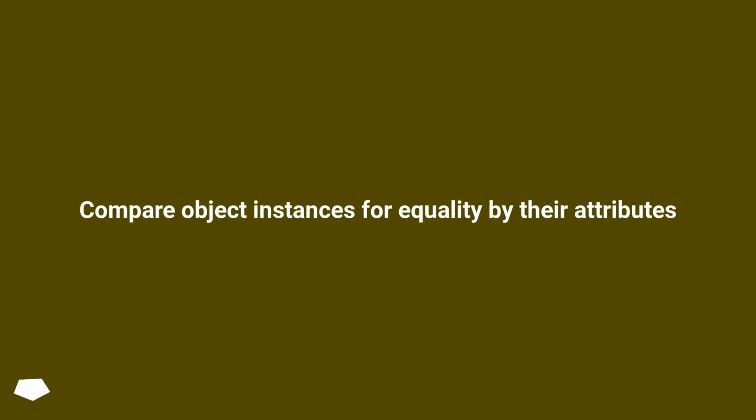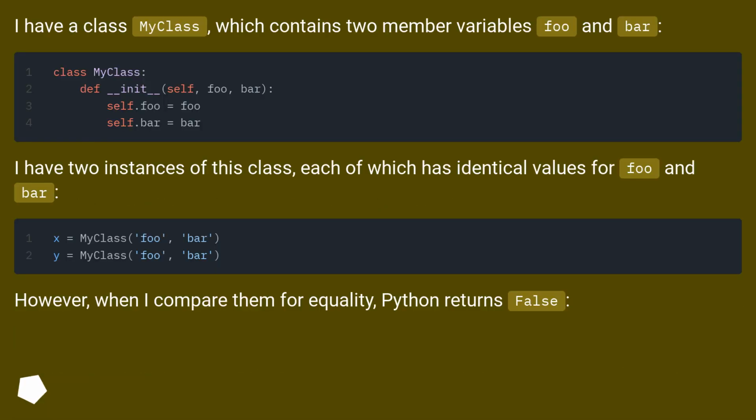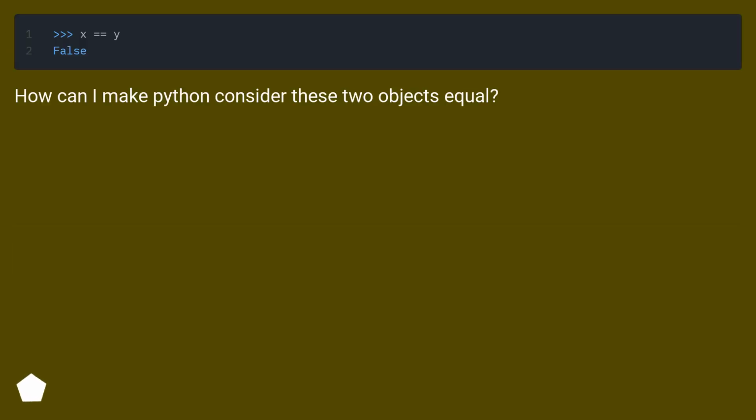Compare object instances for equality by their attributes. I have a class myClass, which contains two member variables foo and bar. I have two instances of this class, each of which has identical values for foo and bar. However, when I compare them for equality, Python returns false. How can I make Python consider these two objects equal?